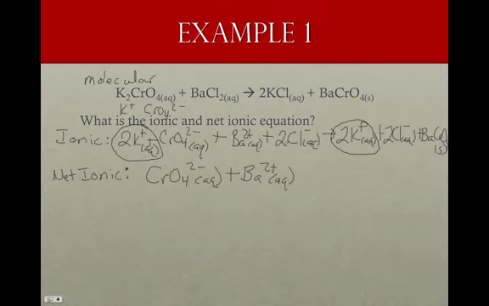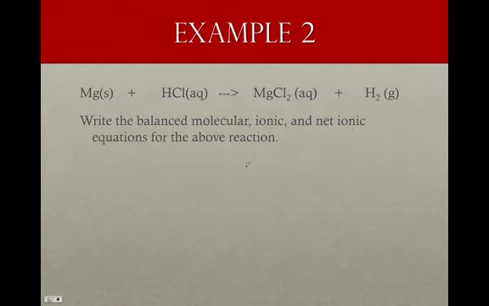And the Cl- is also the same right here as it is here, so we're going to not include that either. And then what we're left with on the product side is the BaCrO4 solid. So there's our net ionic equation. So we're going to get a little bit of practice at this, and we're going to write the balanced molecular, ionic, and net ionic equations for the above reactions.